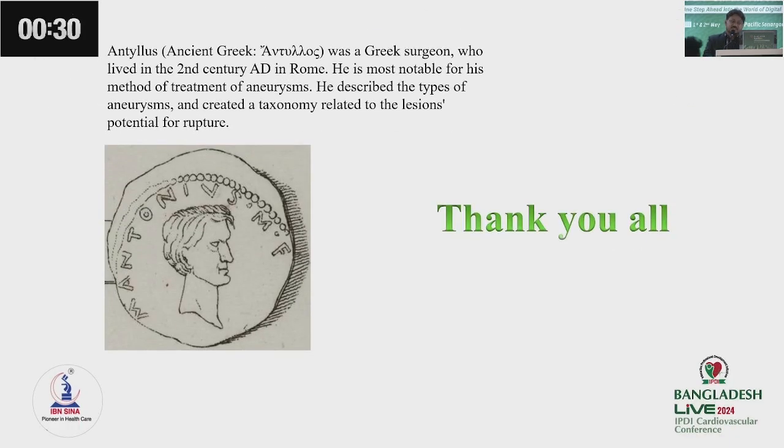And at last, my tribute to Antyllus, a great Greek surgeon who lived in the 2nd century in Rome. He is most notable for the method of treatment of aneurysm. He died very early, at the age of 47.